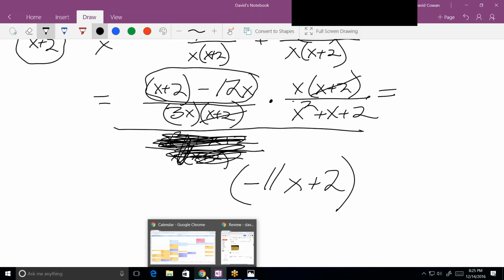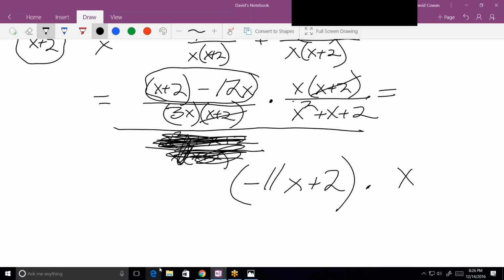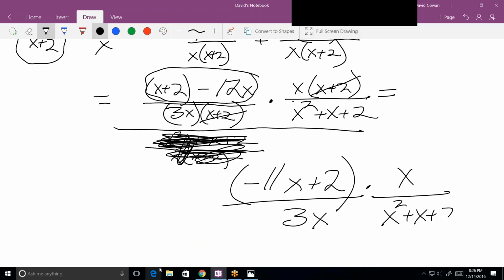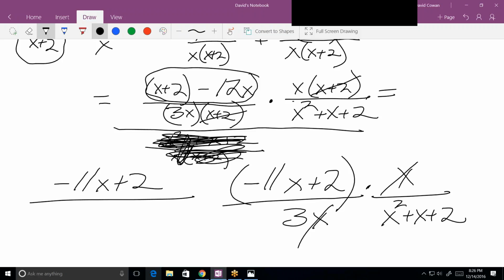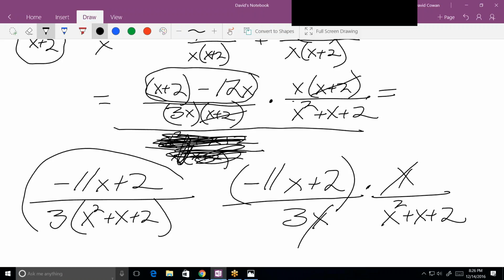Not really. Oh, okay. I combined the x and the minus 12x, and it's being multiplied. We still have an x there, and this bottom is now 3x, and this bottom can't factor, so I'll leave it like that. But I can now cancel that x with that x. So now I have in the numerator minus 11x plus 2 is the only thing I have left, and the denominator is 3 times x squared plus x plus 2. Whether you choose to multiply that together or not, I don't think matters a whole lot. There's your answer.